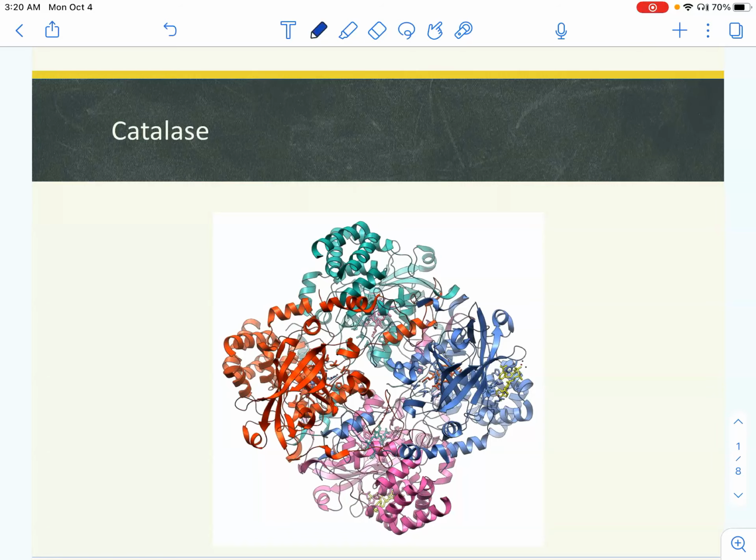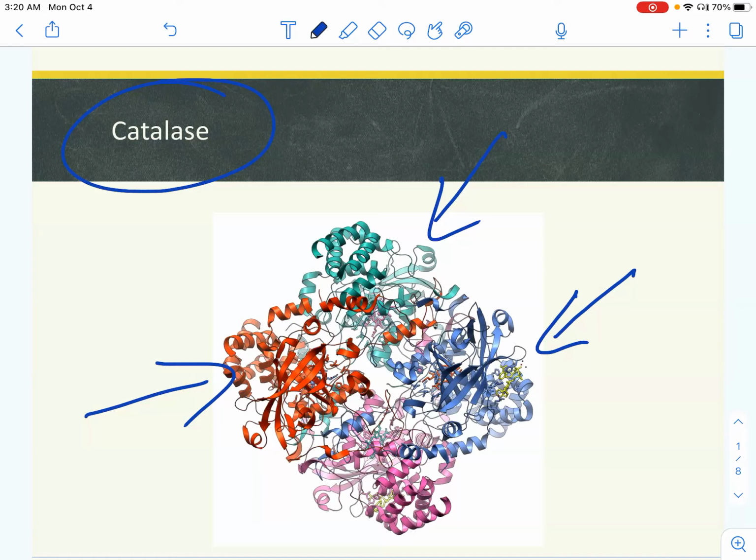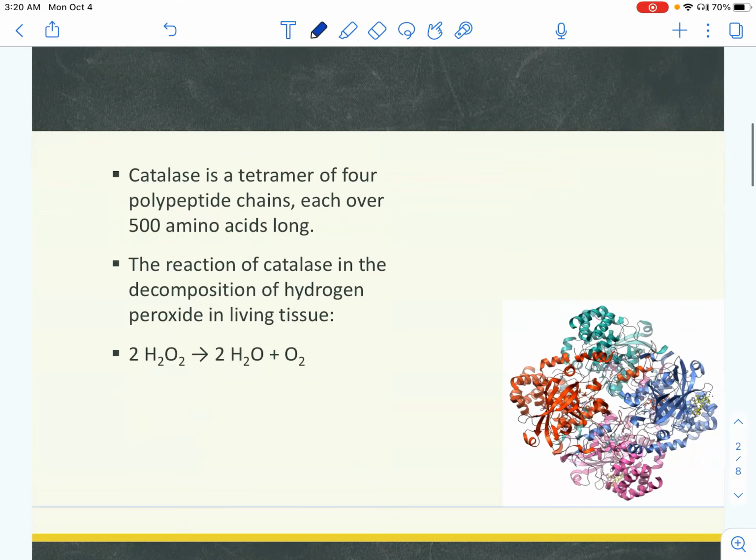Wanted to walk you through the Catalase Lab report. So here is Catalase. Multiple colors indicate multiple subunits making up this quaternary structure. Catalase is an enzyme that breaks down this reaction right here. It takes hydrogen peroxide, that would be the reactant, and it breaks it down into water and oxygen gas.